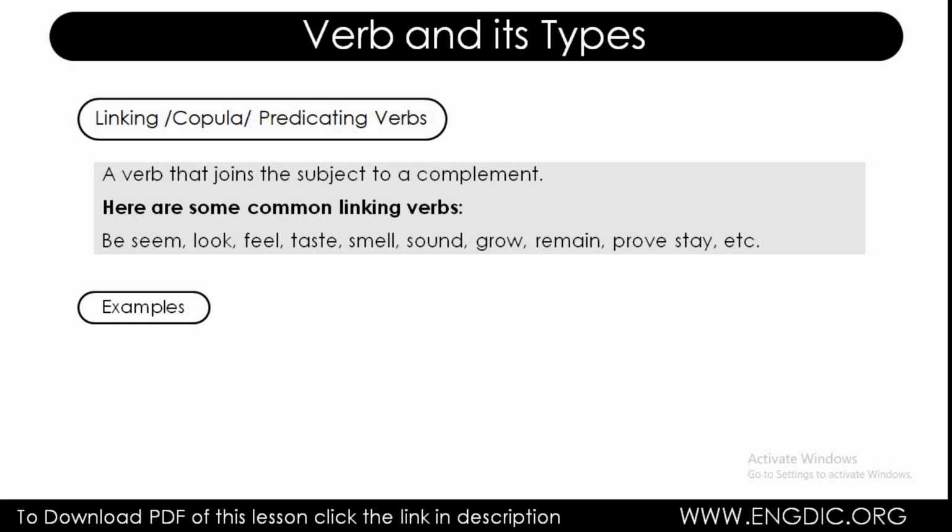For example, she smells lovely. In this sentence, smells is the linking verb. She looks sad. Looks is the linking verb.